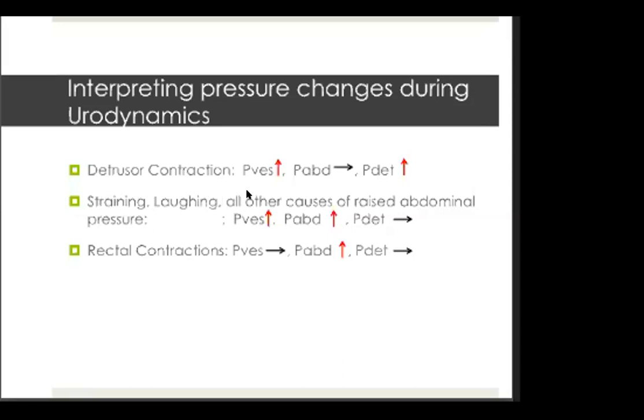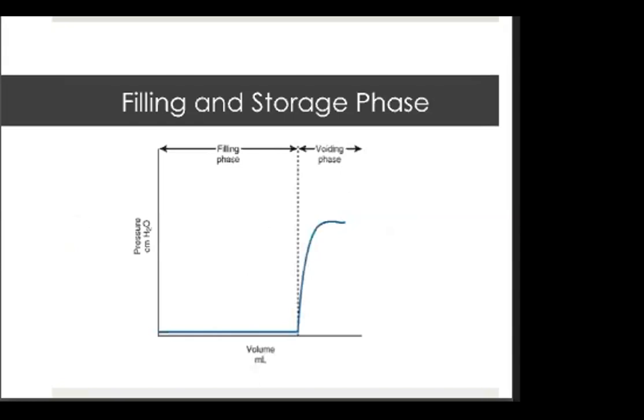But in straining, laughing, or all other causes of raised abdominal pressure, there's an elevation of the vesical pressure and abdominal pressure, except for the detrusor pressure. Then for the rectal contractions, there's only a rise in the abdominal pressure without elevation of the vesical and the detrusor pressure. So normally, detrusor pressure should remain near 0 during the filling cycle until voluntary voiding is initiated.